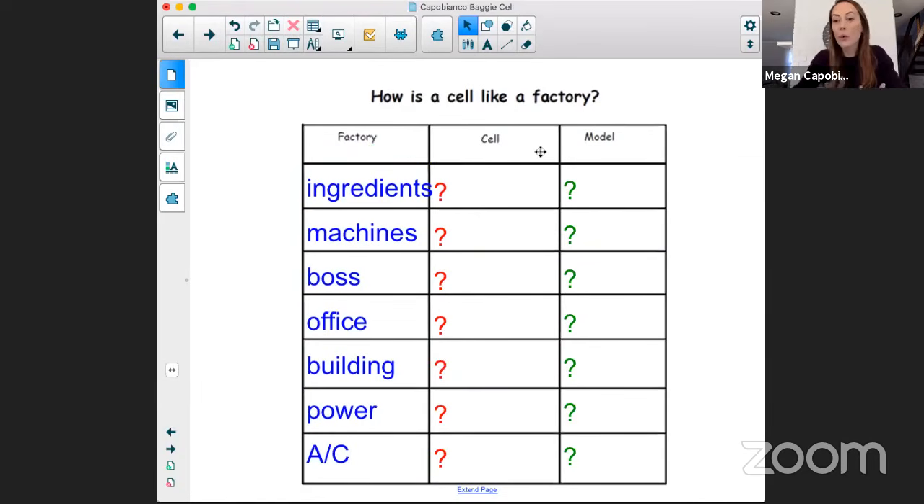All right, so now what we're going to do is we're going to take those parts of the factory and see how they can relate to the parts of the cell. So just think about it for a moment. Take a look at these different parts and let me know if there's one part that you think you know is going to be as the part of the cell.